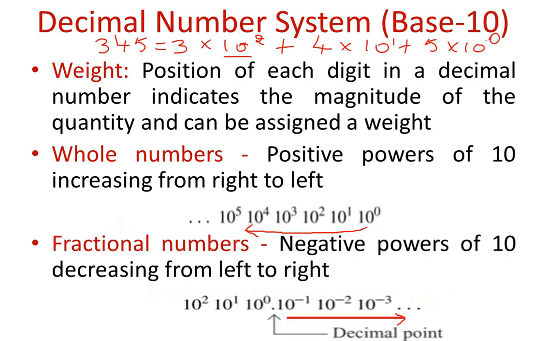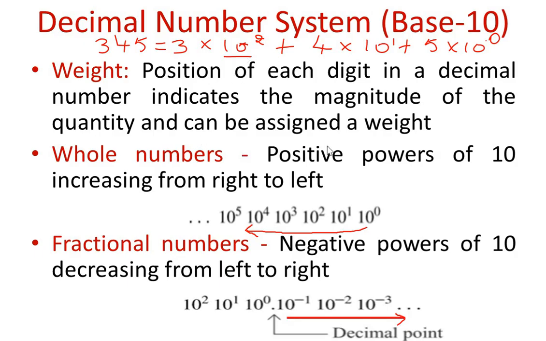As we have seen earlier, 345 is 3 into 10 to the power of 2 plus 4 into 10 to the power of 1 plus 5 into 10 to the power of 0. Here the powers of 10 are considered as weight. The weight is the position of each digit in a decimal number. Here for the digit 3, its position is 10 to the power 2. That indicates the magnitude of the quantity and can be assigned as weight. So weight is the power of 10 here in the decimal number system.